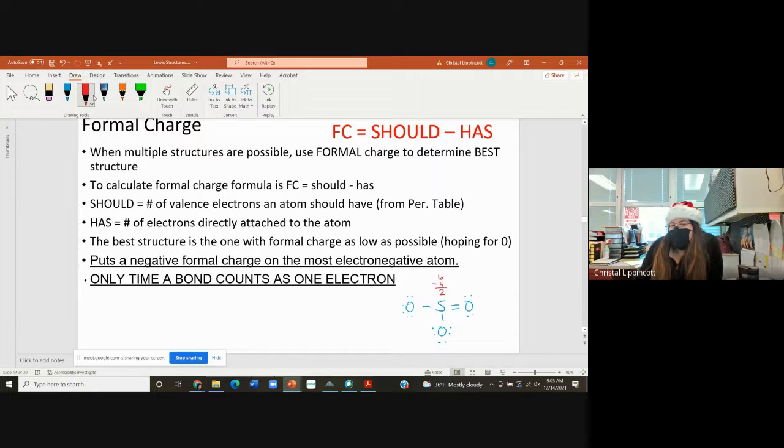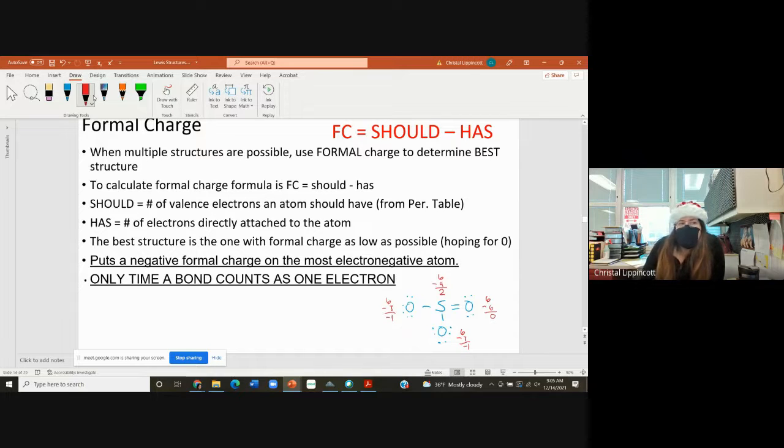Our oxygen should have 6. Anybody not know where we're getting this 6 from? It has 1, 2, 3, 4, 5, 6. So 6 minus 6 is 0. Here, oxygen again should have 6. How many does this one have? 7. So it's a -1. And this one should have 6. It has 7. So it's a -1. Now our overall charge on the whole thing is 0. But we still have formal charges on these atoms.